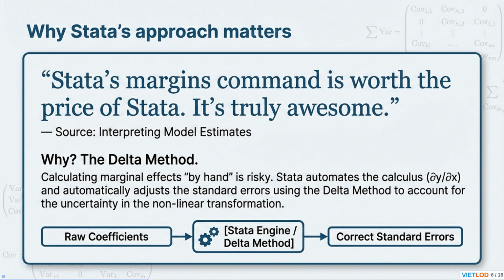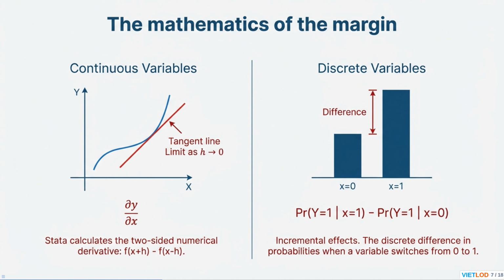The delta method is a sophisticated statistical technique that precisely recalculates and adjusts these standard errors, accurately accounting for the uncertainty introduced by the nonlinear transformation. Stata automates this entire complex process. It takes your raw coefficients, applies the necessary calculus and the delta method, and then outputs marginal effects with correctly adjusted standard errors. This automation is crucial, as attempting to calculate these by hand would be incredibly complex and prone to errors, jeopardizing the validity of your inferences.